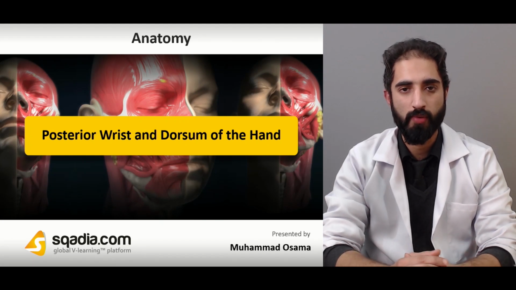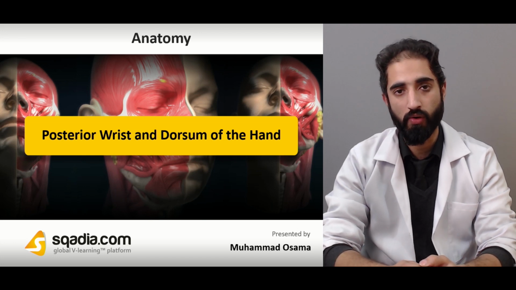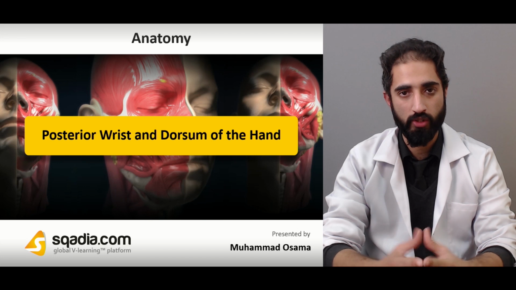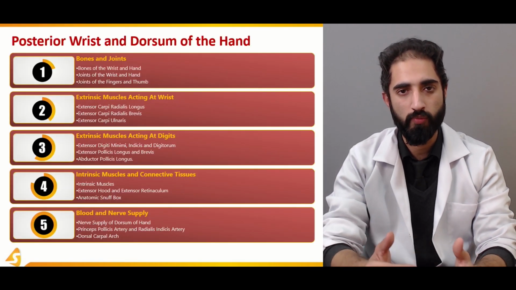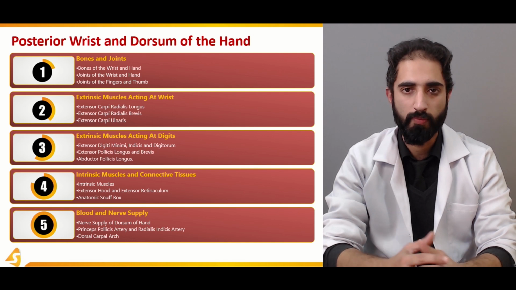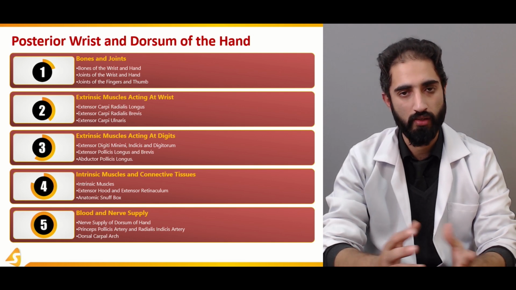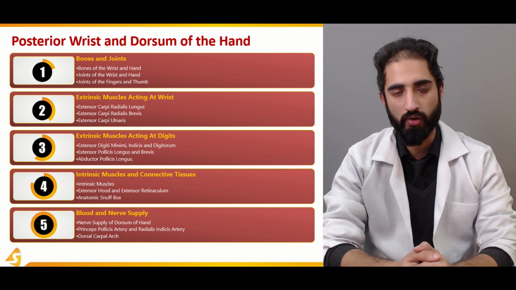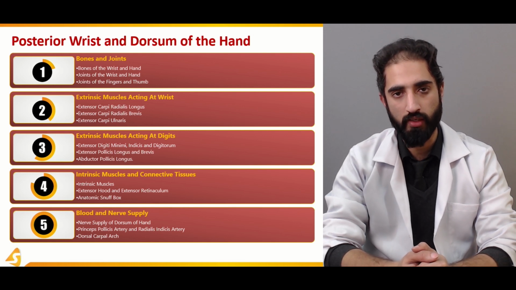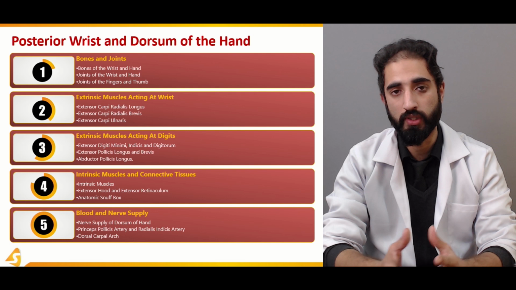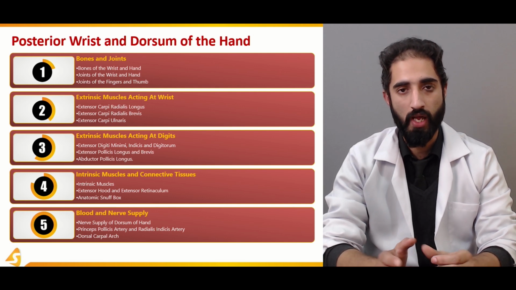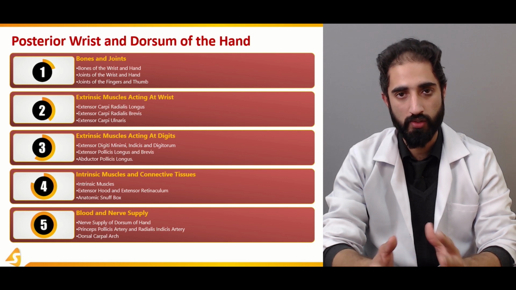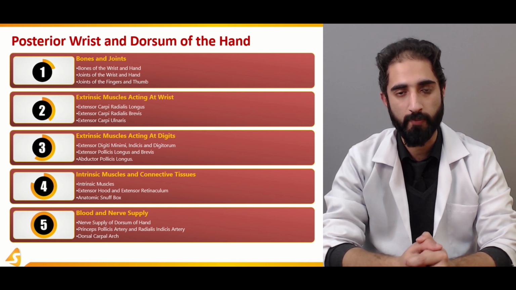My name is Mohammad Sama, and today we are talking about the posterior wrist and the dorsal aspect of the hand in anatomy. In this series of lectures, we're going to cover numerous topics, including the bones and joints in the region of the dorsal aspect of the wrist and hand. We're also going to talk about both the extrinsic muscles as well as intrinsic muscles which are acting at the wrist and the hand, especially in the context of the dorsal aspect.